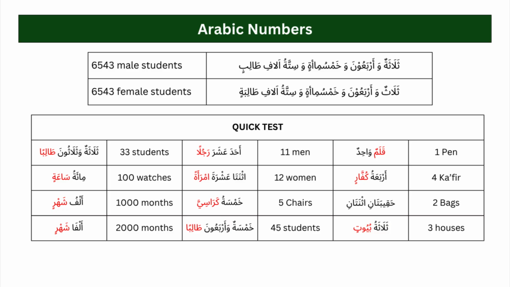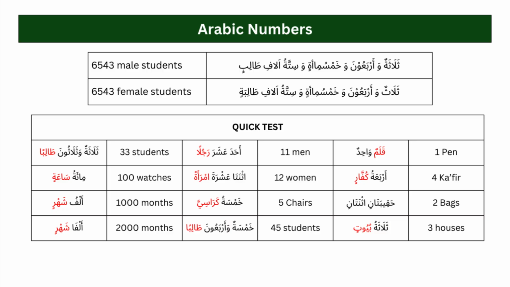5 chairs. Khamsatu karasi. This follows the 3 to 10 rule. Number first. Madud plural. Gender opposition. 1,000 months. Alfu shahrin. Again, this follows the 1,000 rule. Counted noun singular and majrur.